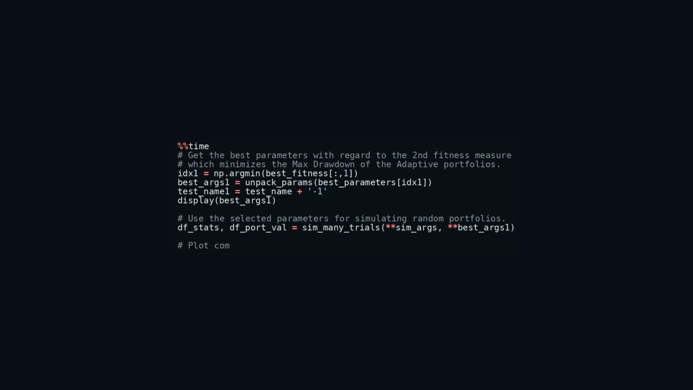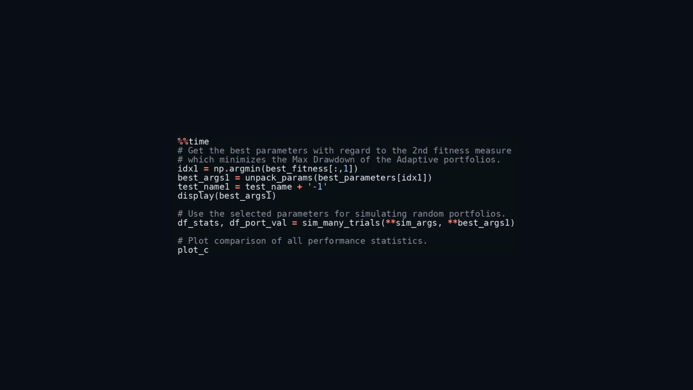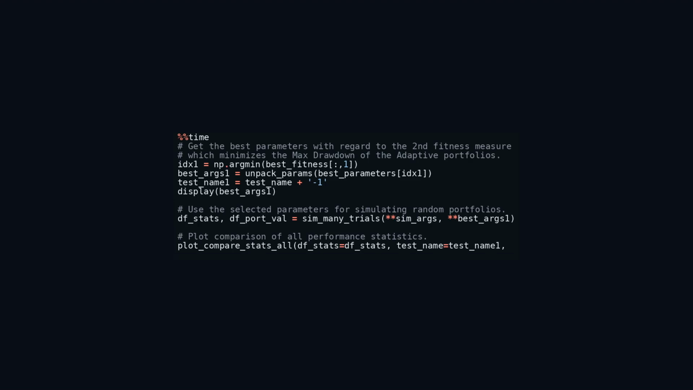Overall, this automated process is crucial for optimizing model performance by evaluating various fitness measures and selecting parameters that minimize the max drawdown. This approach not only enhances the model's efficacy but also provides insights into its performance across different parameter settings. Moreover, visualizing the performance statistics aids in making informed decisions regarding the selection of optimal parameters.